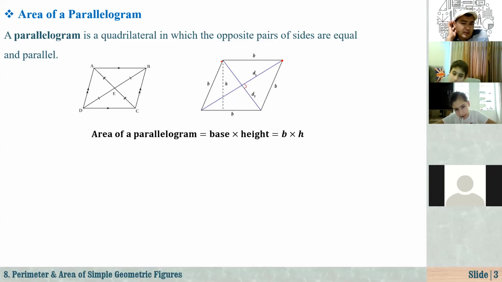It's very simple to find the area of a parallelogram. It's a special quadrilateral in which the opposite pairs of sides are equal and parallel, right? And the diagonals bisect each other. Bisect means the intersection point is just the midpoint of the diagonals. We know how to find the perimeter. The area is base times height.